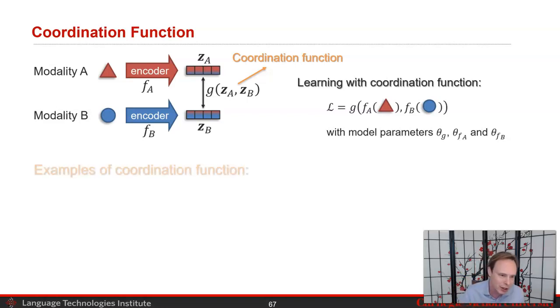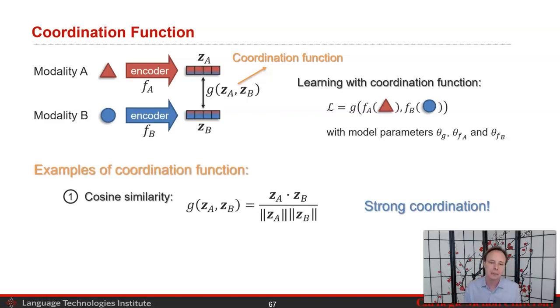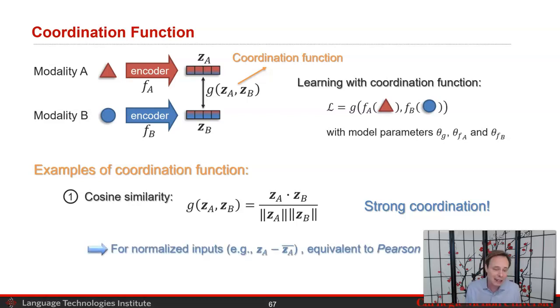And one of the strongest you could have is cosine similarity. Strong in the sense that you want the two vectors, the two representations, to be as close as possible. And for normalized input, if these representation vectors were normalized, this would be equivalent to the Pearson correlation coefficient, in fact, especially for the univariate case.